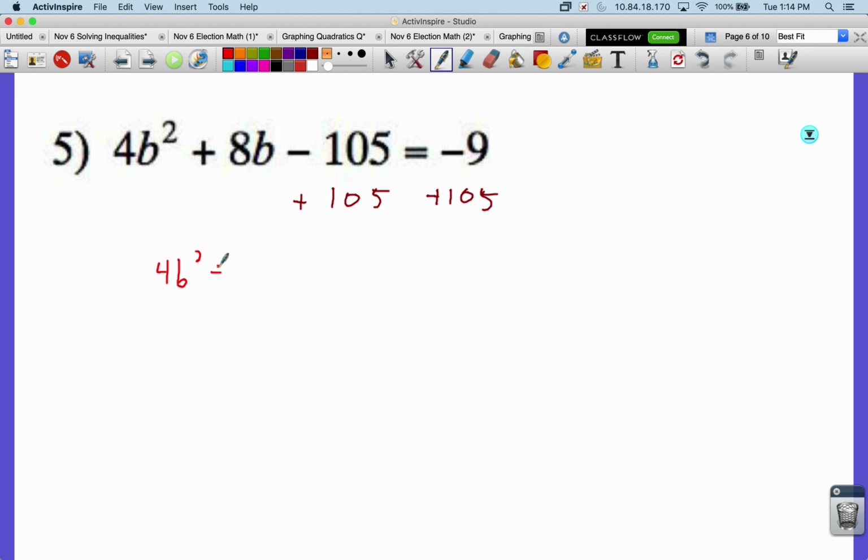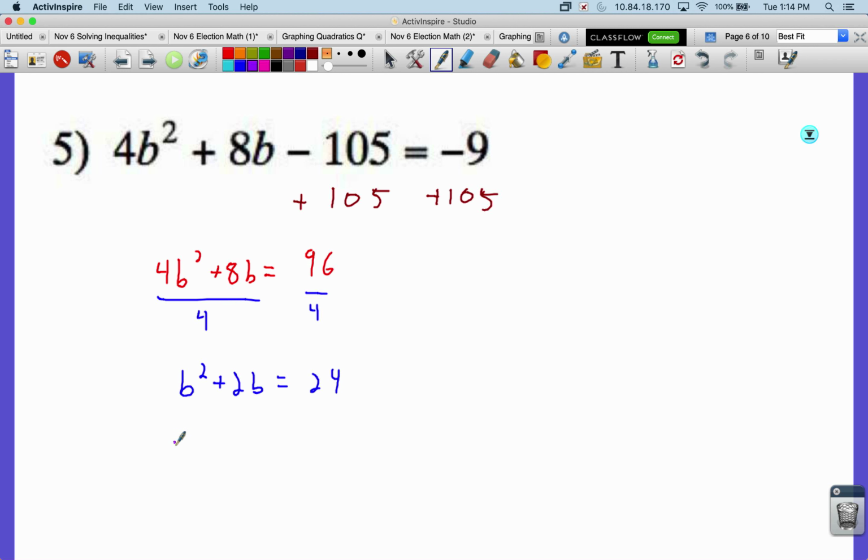4b squared plus 8b equals 96. And now divide everything by 4. And 96 is divisible by 4, I think. Yeah, we get 24 on that side, so b squared plus 2b equals 24.